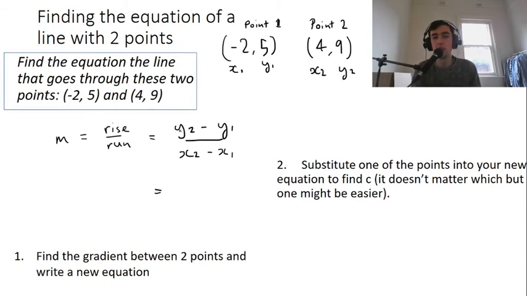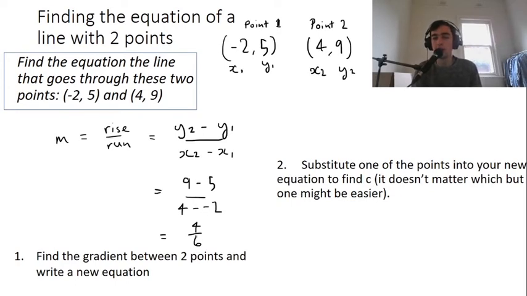So y2 minus y1, let's do it in this case. So y2 minus y1 is 9 minus 5. And x2 minus x1, so that helps us find the rise. To find the run, we do x2 minus x1, 4 minus negative 2. When I'm subtracting, 2 negatives make a positive, so that's the same as 4 plus 2. So 4 over 4 plus 2 is 6.